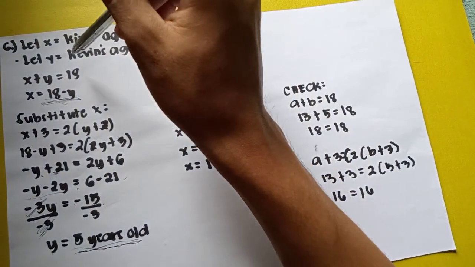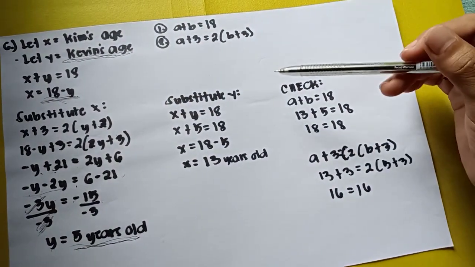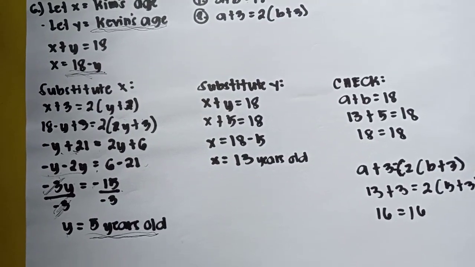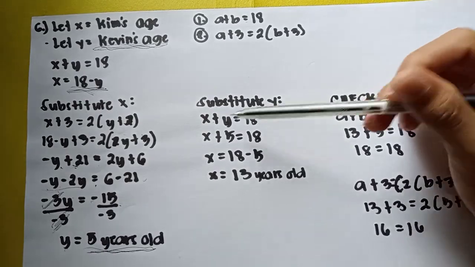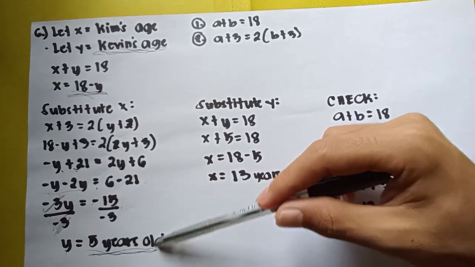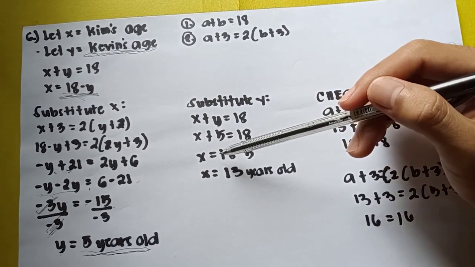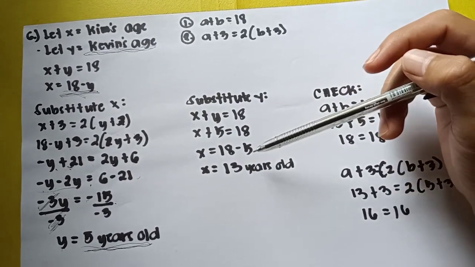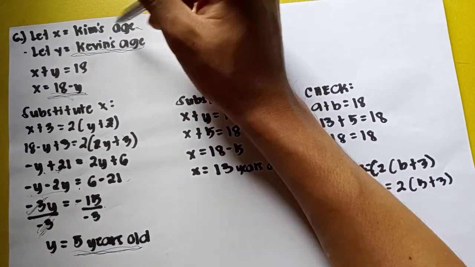So our Y is Kevin. So Kevin is 5 years old. And then now we will substitute the value of our Y. So X plus Y equals 18, X plus 5, which is the value of our Y, equals 18. X equals 18 minus 5. X is equal to 13. So 13 is the age of Kim.